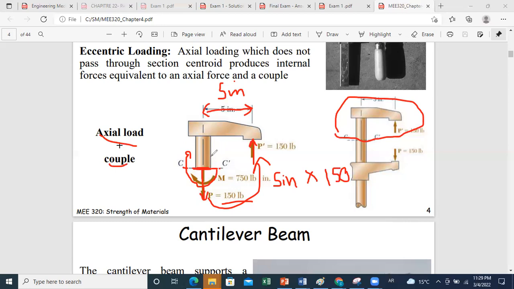And we'll see together after how to take into consideration combined effects. So if I have bending moment and I have axial load, how can I compute the stress distribution in my member?